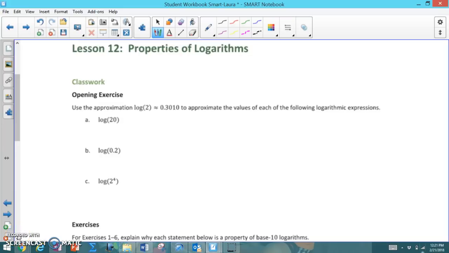Hi, this is Laura Szymanski from Edina High School, and today we will be looking at Lesson 12, Properties of Logarithms. The opening exercise asks us to use the approximation of log of 2 to find the values of each of the following log expressions.